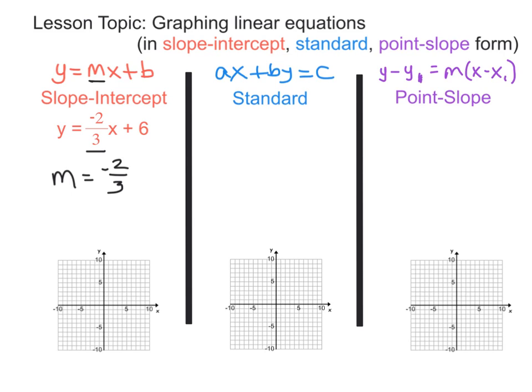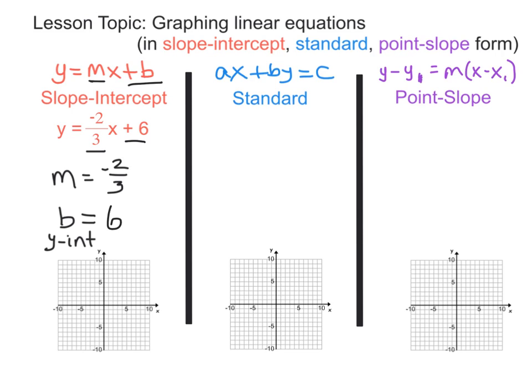The second thing we need to know in order to graph is the b value. B stands for our y-intercept, right? A y-intercept is where this line intersects the y-axis. So where on this vertical line does our graph or our line cross through, right? And b in this case is positive 6.